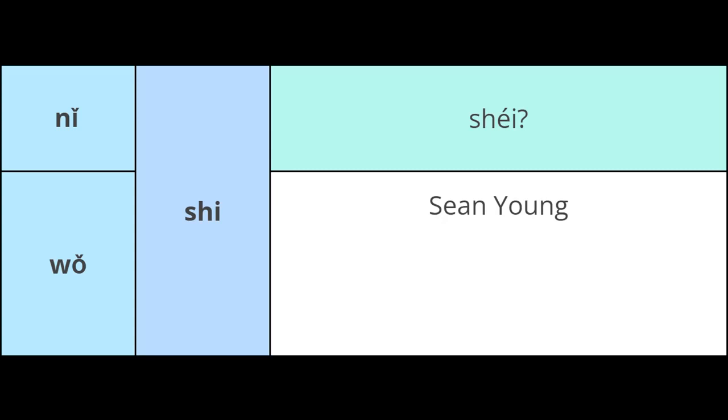Now if somebody you're talking to is somebody who is older than you, or they use a title with their name like Mr. or Mrs. or whatever, then they would use their family name along with their title. So 我是王先生. 先生 means Mr. 你是 you are. 你是谁? 我是 Sean Young.